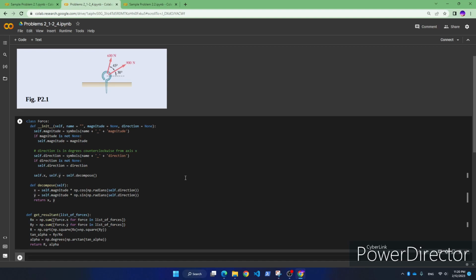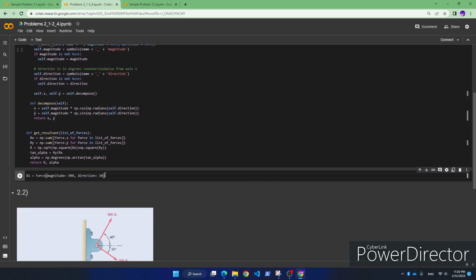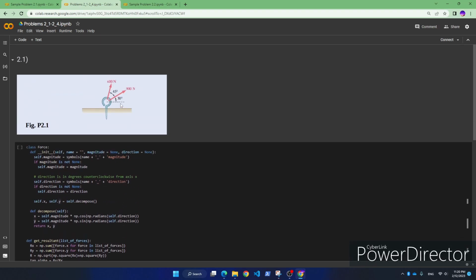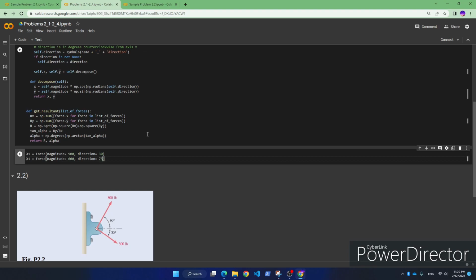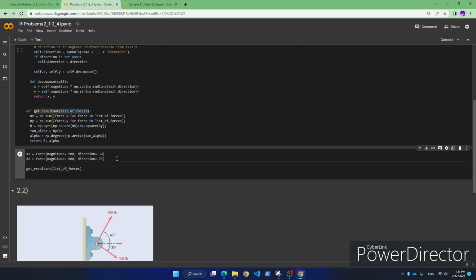So we're basically going to go like, let's call the first force x1 and the second one x2. Yeah. So we're gonna go x1 is a force. Its magnitude is 900. Its direction is 30. Right? Second one is 600 and the direction is 30 plus 45 is 75 plus 675 is x2, and we want to get the resultant, and we want the list of force.